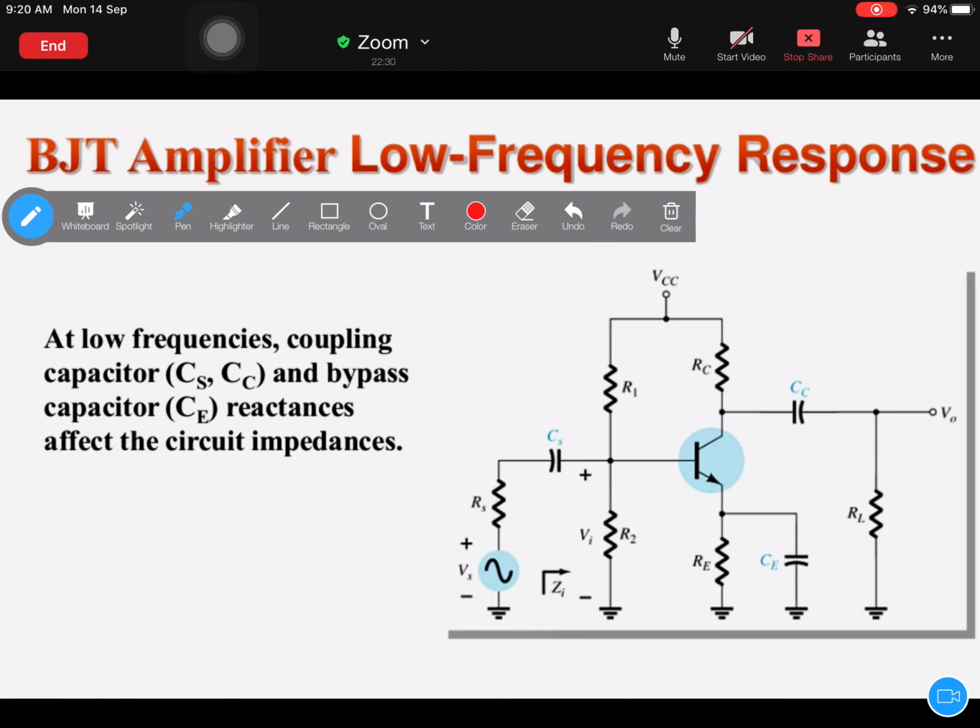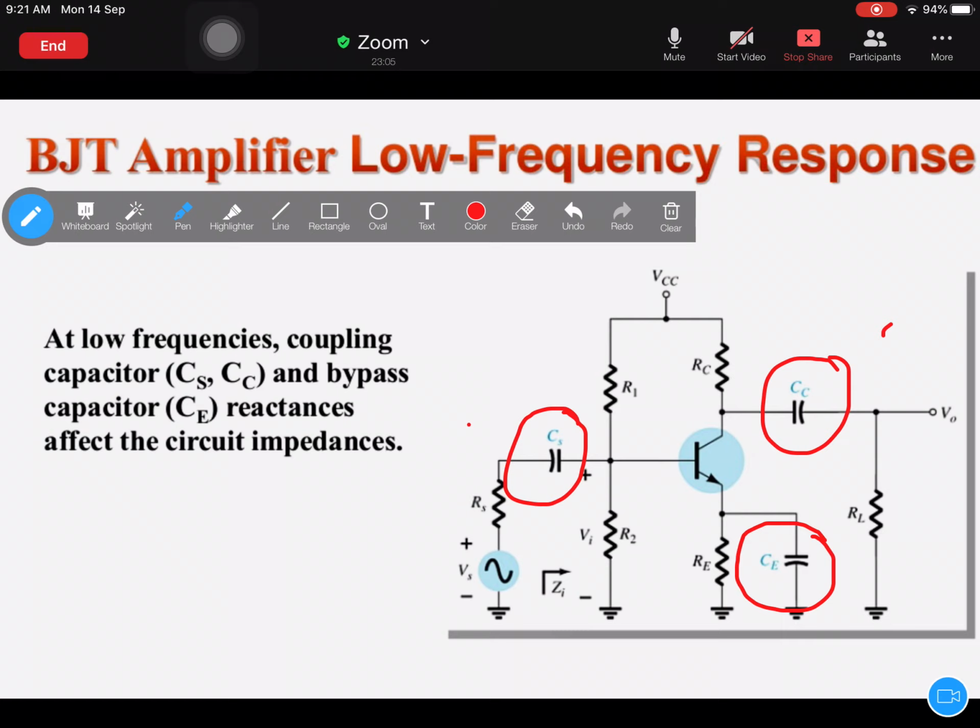Now there are two coupling capacitors in this circuit. One is CS and the other one is CC. This is the input coupling capacitor, this is the output coupling capacitor, and there is also one more capacitor which is used to reduce the large amount of current that is flowing, that is the emitter current. If the emitter current is very large, it can reduce that current flow. This is also called the bypass capacitor.